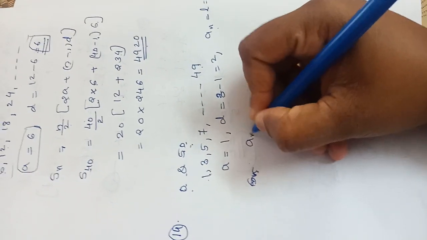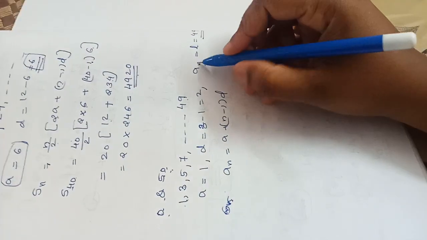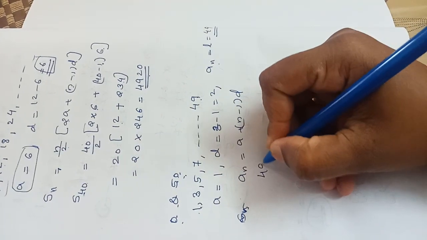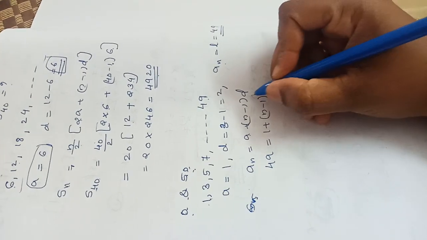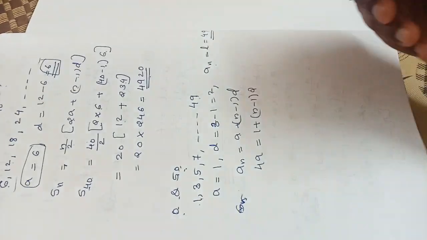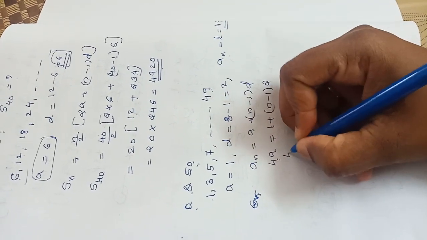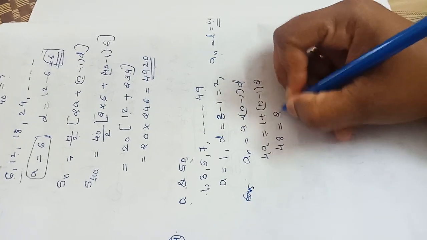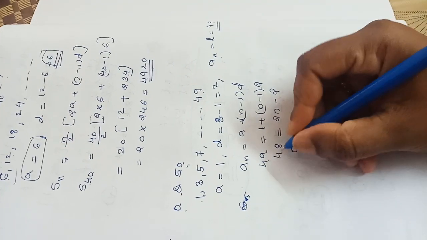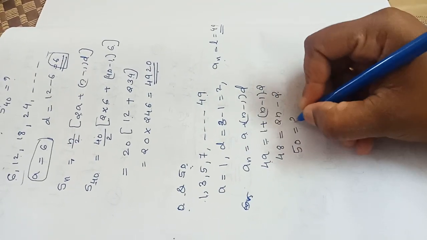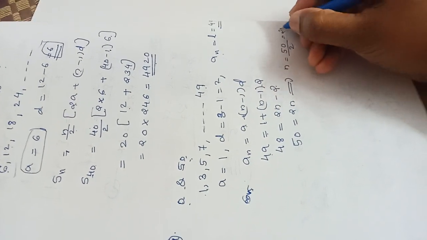So An is equal to A plus n minus 1 into D, correct? An we have as 49 here. 49 is equal to A, which is 1, plus n minus 1, n we don't know, into D, which is 2. So 49 minus 1 is equal to 48, which is equal to 2n minus 2. Again this 2 I am taking here. So 48 plus 2 is equal to 50, which is equal to 2n. So we get n is equal to 50 divided by 2, which is 25.